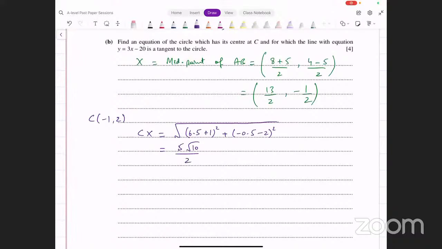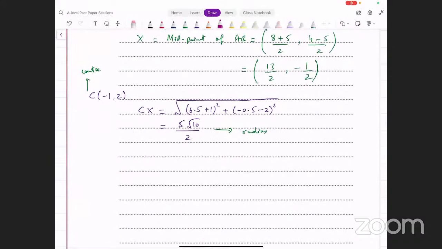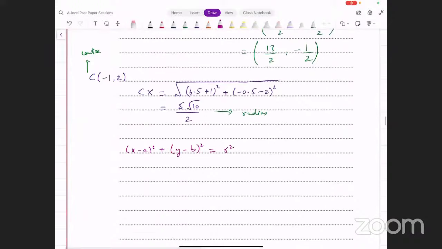That's what you're going to write here. This is your distance. ठीक है, ये आपके पास distance आ गया c और x का। This is supposed to be your radius. ठीक है, ये आपका radius है circle का। So now we've got the center. This is the center, and we've got the radius. Standard form के अंदर input कर दें। (x - a)² + (y - b)² = r². What do we get from this?